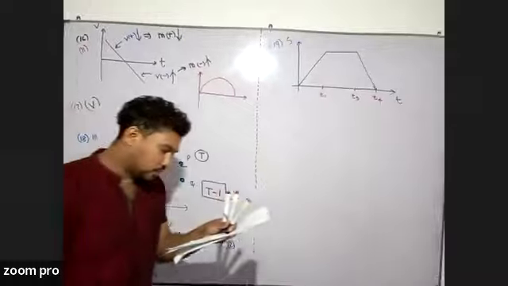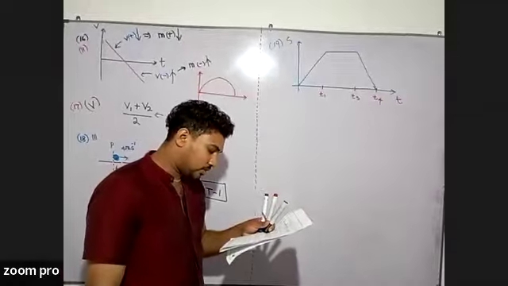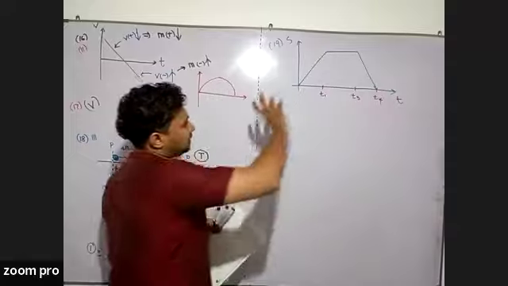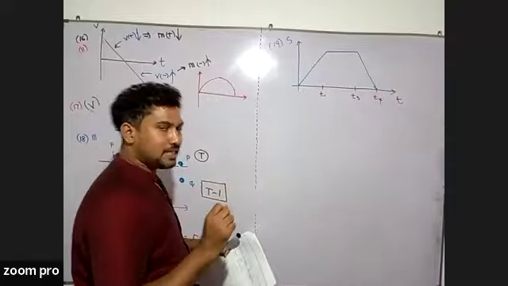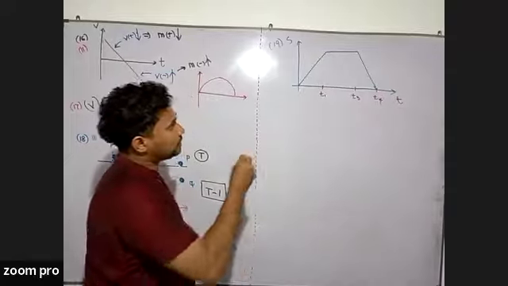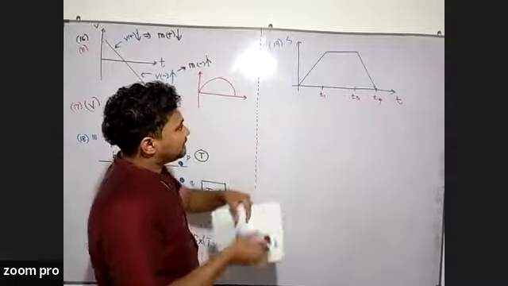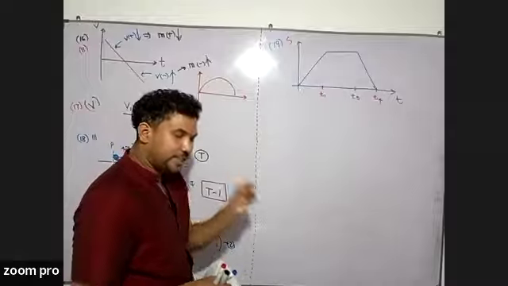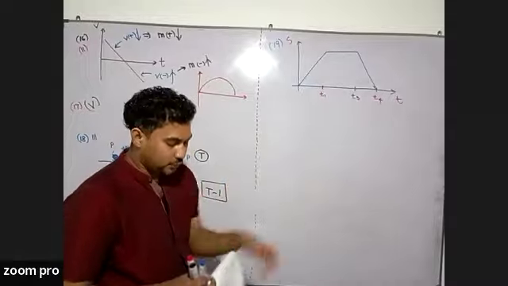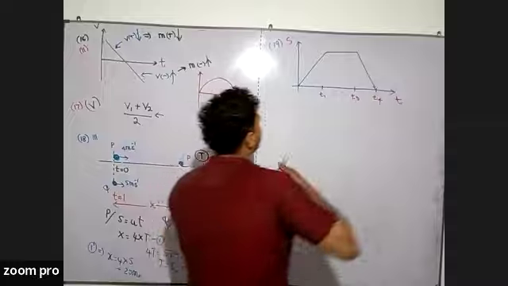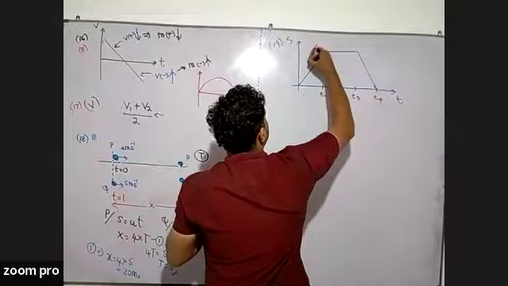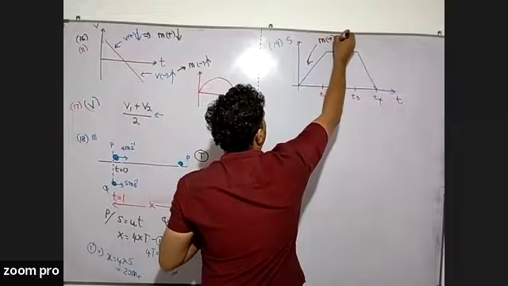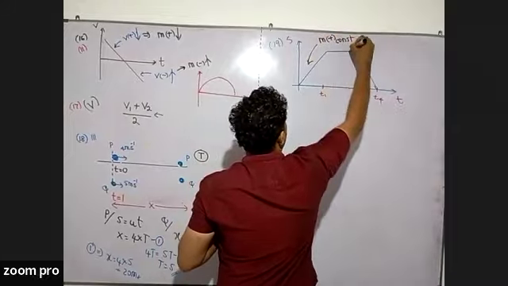During period t0 to t1, the particle moves at a constant acceleration. First of all, let's note down the things that we can take from this graph. This is the displacement time graph, so the gradient of this graph represents the velocity. If we consider the gradient of this graph, it should be positive and constant.